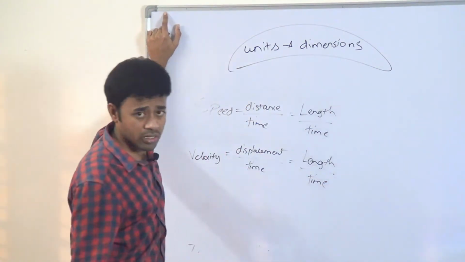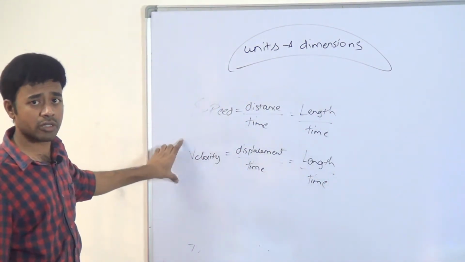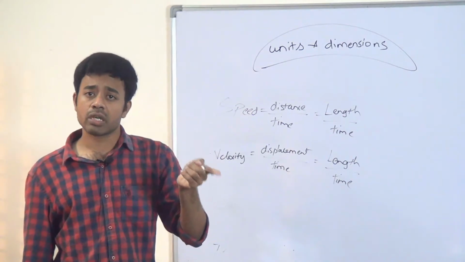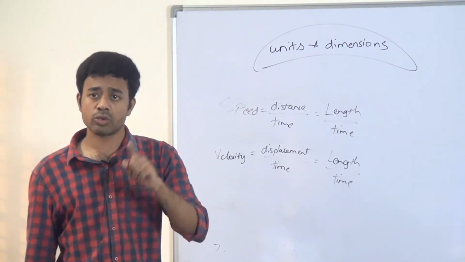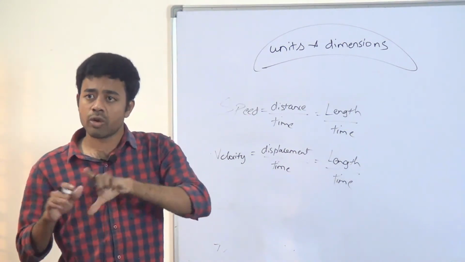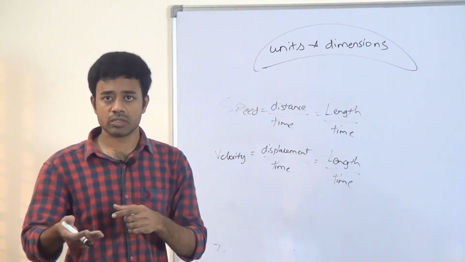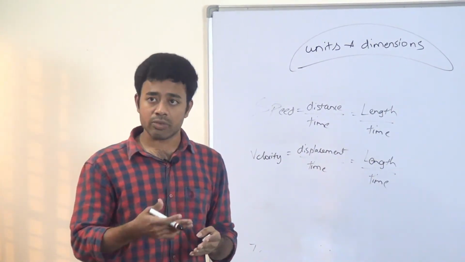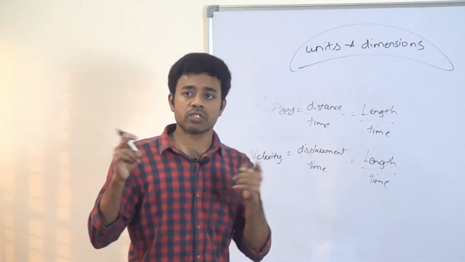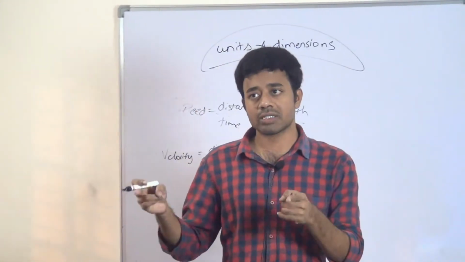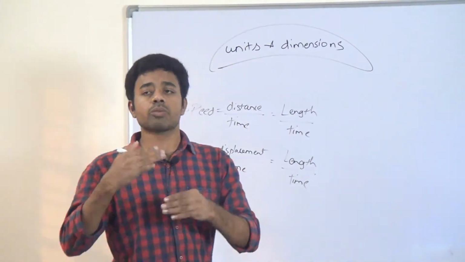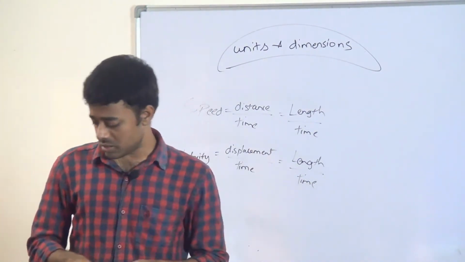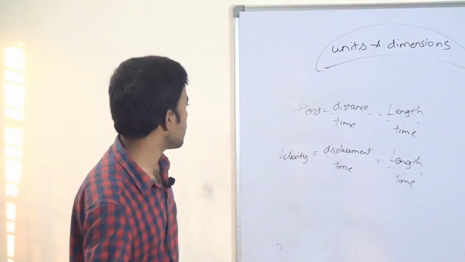If you observe here, speed and velocity both have the same units of length by time. That means quantities which have the same units need not be the same physical quantities or have the same properties. Speed and velocity are two different physical quantities. Speed is a scalar while velocity is a vector. So two or more physical quantities can have the same units, but need not be the same physical quantity.